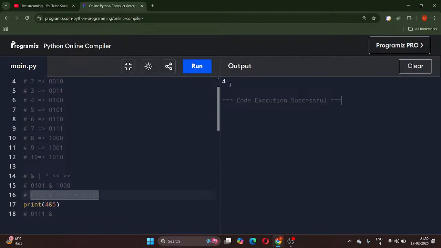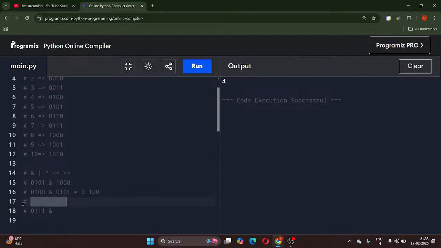So I hope that this is clear to everyone, how the bitwise AND operator works, right? If you go to the next operator, which is the OR operator. But before going to the OR operator, just tell me whether or not this is clear. Everyone, is it clear how the bitwise AND operator is working?